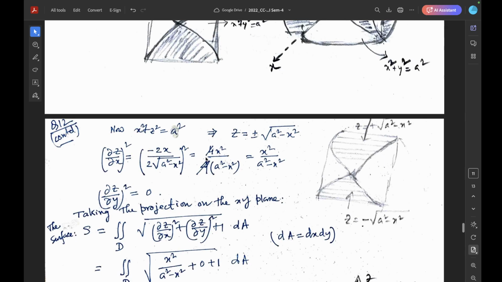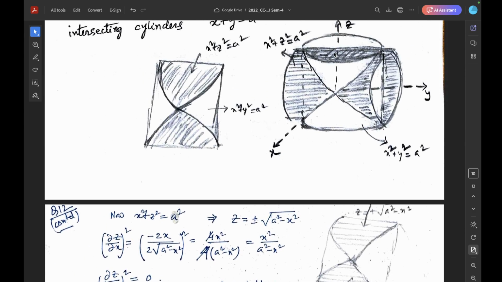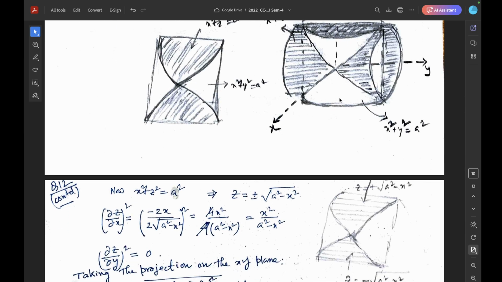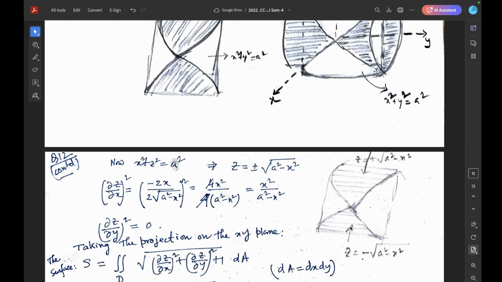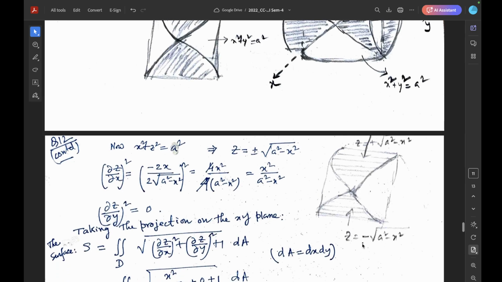Now x square plus z square equal to a square gives z equal to plus minus root over a square minus x square. Actually the plus sign is for this upper portion of this circular cylinder, and this lower portion is z equal to minus of this. Then del z by del x whole square equals x square by a square minus x square, and del z by del y whole square equals 0 because z is independent of y here.